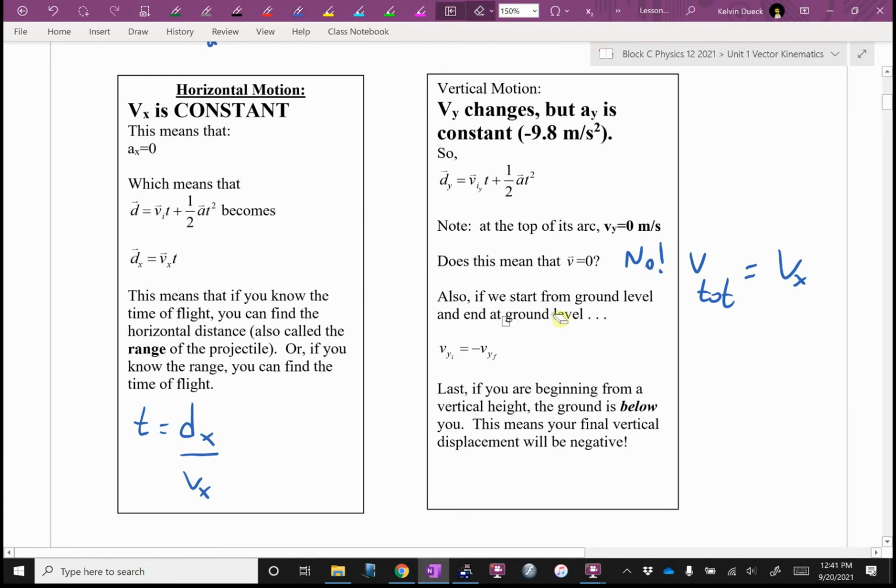Also, if you start on the ground and end on the ground, if there's no cliff, then Vy final is negative Vy initial. If you break it into components and you found that your initial vertical velocity was 11.1, your final vertical velocity is negative 11.1. Because what goes up must come down. Finally, if you are beginning from a vertical height from a cliff, the ground is below you, so your final vertical displacement, your dy, will be negative. Your dy will be negative.